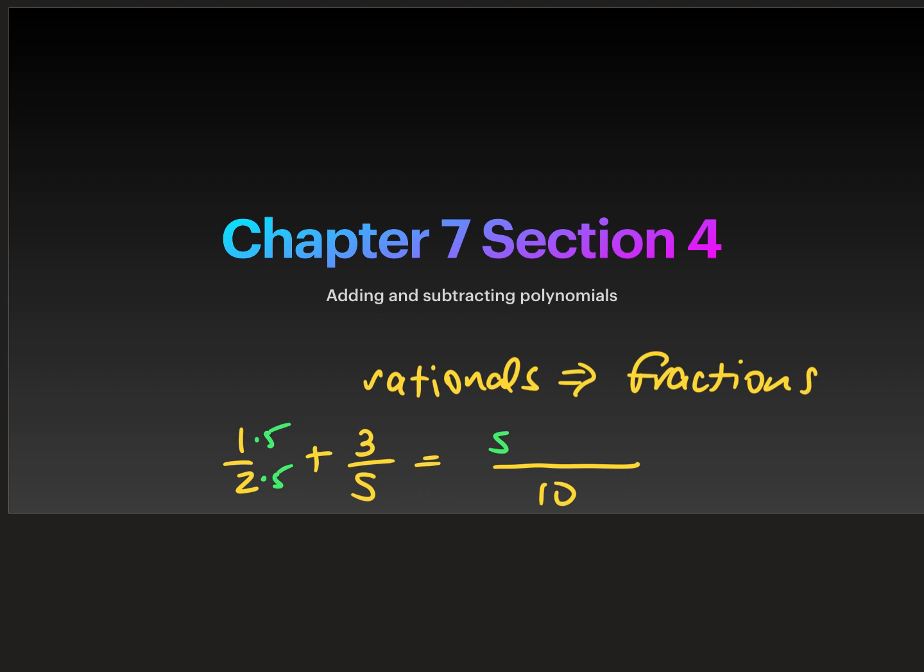So 5 times 1 is 5. Plus 3 times 2 is 6, right? What you do to the bottom, you do to the top. So 5 times 2 is 10. So now when you add this, you get 11/10. Everybody with me? We're going to do the exact same thing, guys, with polynomials.